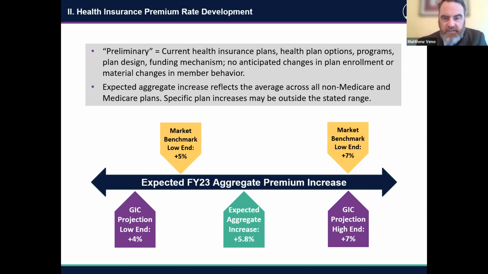So when we say preliminary rates that we presented in December, to give you a little sense of what that means, it's the rates as they would be if there were no changes across plans, no changes in our carriers, our funding, and if member enrollment maintained steady across our different plans. So the aggregate expected increase is the average across all of our plans, both Medicare and non-Medicare. However, it is important to note that specific plans will each have their own specific increase, which may fall even outside of this overall range noted below. We will have more to say to our commission in our March meeting. So this year, we expect an aggregate premium increase across all of our plans of about 5.8%.